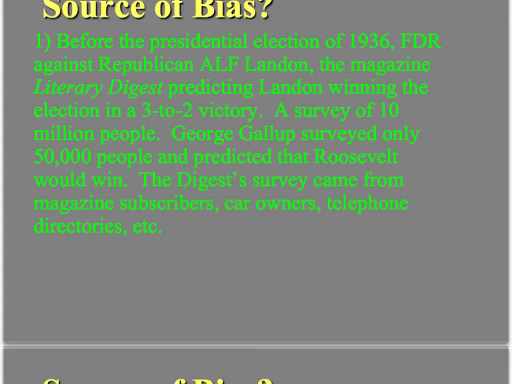To finish up, we're going to decide which type of bias fits each situation. So this first one, it says, before the presidential election of 1936, FDR against Republican Landon, the magazine Literary Digest predicted Landon winning the election in a 3-2 victory. A survey of 10 million people they had conducted. George Gallup surveyed only 50,000 people and predicted that Roosevelt would win. The Digest survey came from magazine subscribers, car owners, telephone directories, and etc. So which type of bias would fit this situation?